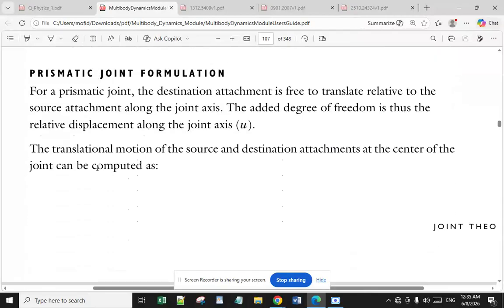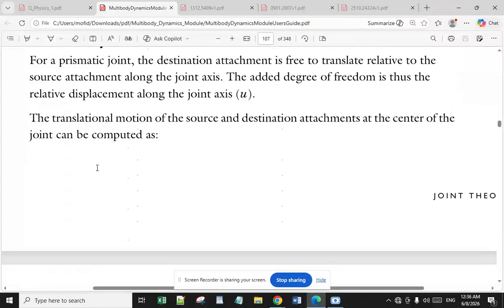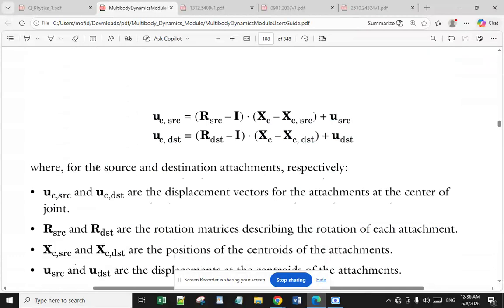Prismatic joint formulation. For a prismatic joint, the destination attachment is free to translate relative to the source attachment along the joint axis. The added degree of freedom is thus the relative displacement along the joint axis. The rotational motion of the source and the destination attachment at the center of the joint can be computed as follows.